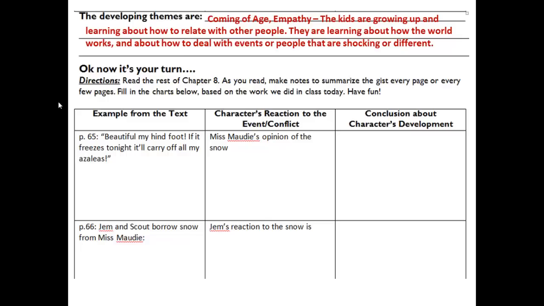Have fun. So you'll notice in some of the first column where it says example from the text, in some of them you'll see I did the whole quote. You don't need to add anything if the quote is entirely there. In the second column, you do need to fill in the rest of the sentence, Miss Maudie's opinion of the snow, for example, and then you need to make your conclusion about a character's development. In the second row, though, you'll notice I wrote page 66, Jem and Scout borrow snow from Miss Maudie. Now, I didn't include the quote, so you need to go ahead and make sure you include the quote there. Then you finish that sentence as well, make it specific, and you make your conclusion.